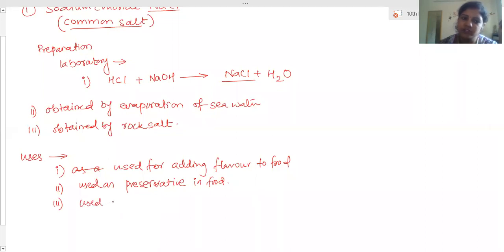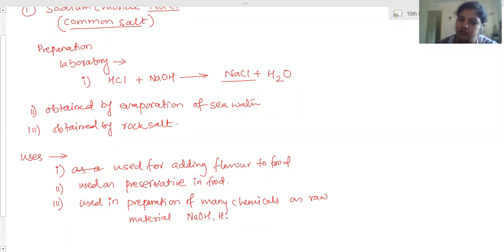Used in the preparation of many chemicals as raw materials. It is used in the preparation of sodium hydroxide, hydrochloric acid, chlorine gas, and sodium hydrogen carbonate, that is baking soda. There are many more preparations for which common salt can be the raw material. As a raw material, we use common salt.